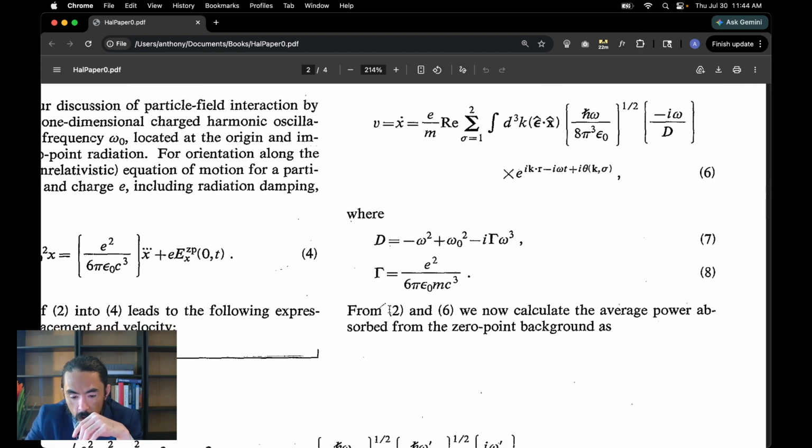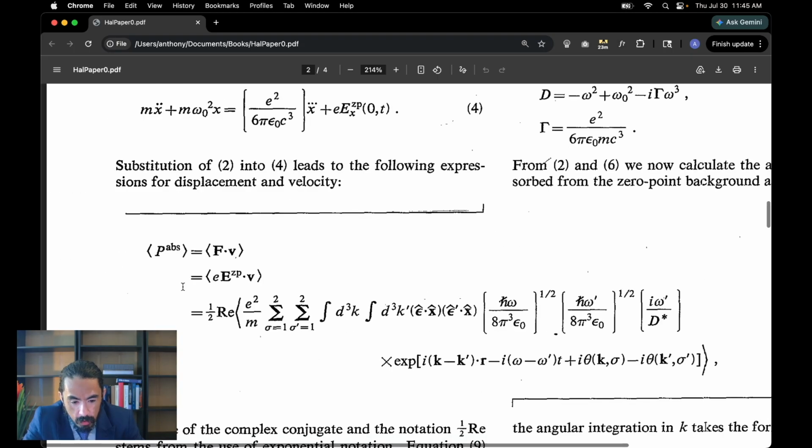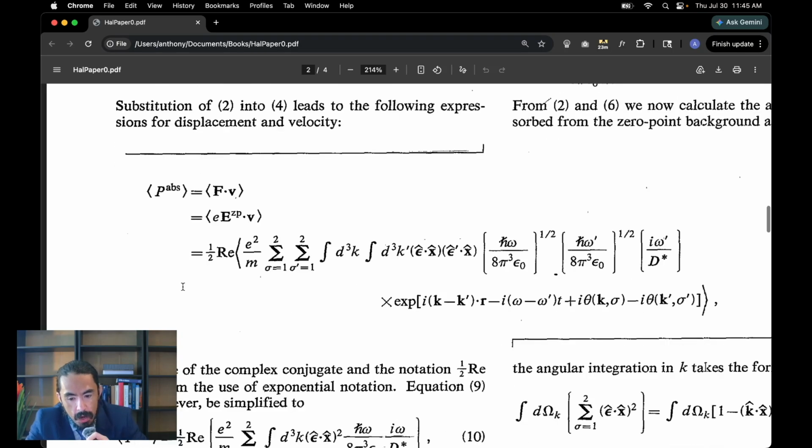So from equation 2, which is our stochastic electrodynamic electric field formulation, and equation 6, which is our velocity relation for our 1D charged harmonic oscillator, we now calculate the average power absorbed from the zero-point background as, and right here we have equation 9, which is a little bit of a behemoth. So we calculate this, and as I said in the beginning, quantities enclosed in angled brackets correspond to the expectation value or the average of what is enclosed in the brackets.